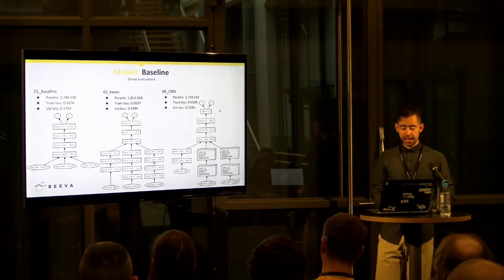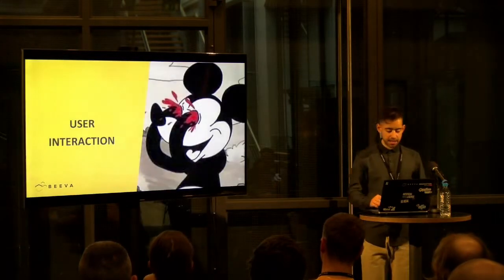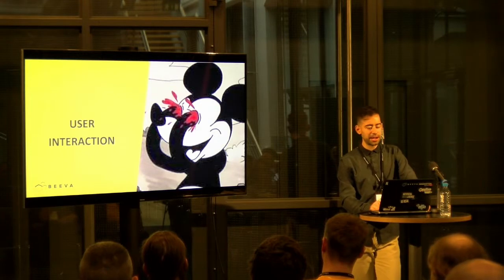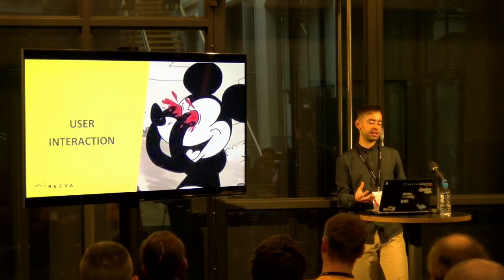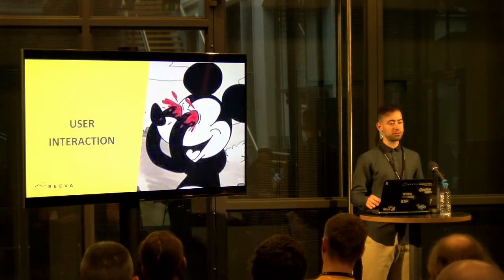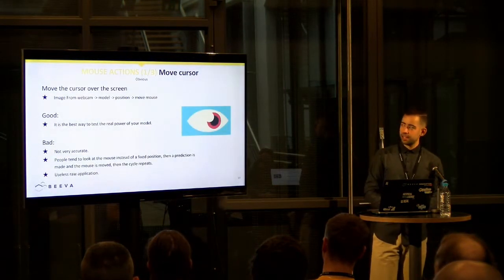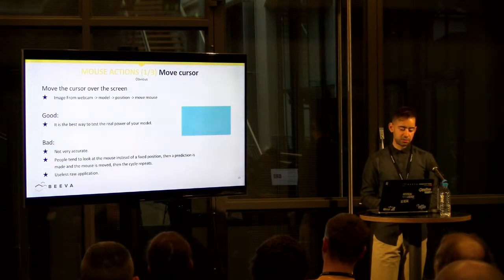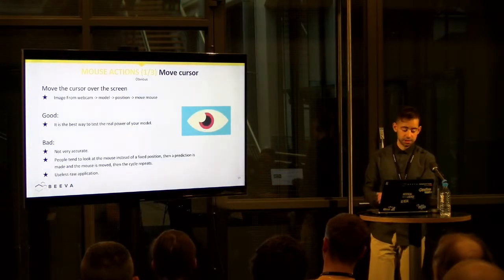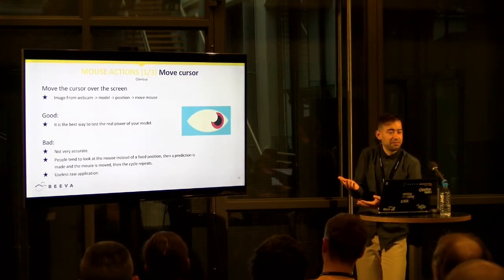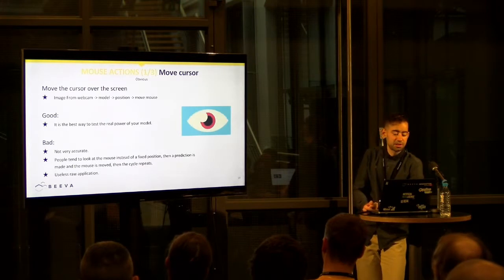Then, once I have this model, I would like to productize it. How do I use it to perform real eye tracking and to create a product that the user can use his eyes to move a cursor on the screen? Well, the first user interaction I tried was just to move the cursor on the screen. It's quite useless because you cannot perform anything with that. You are just moving the cursor. But it is the best way to test the real power of the model.